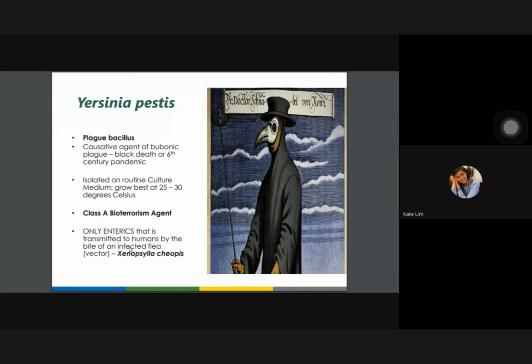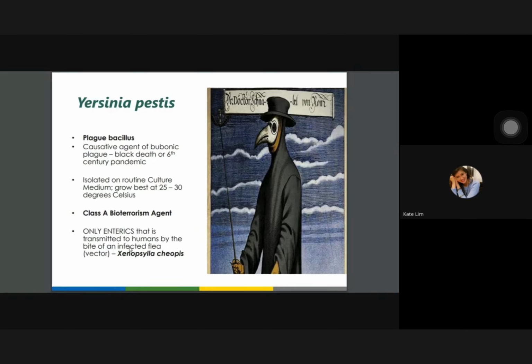With that story, Yersinia pestis was also known as Pasteurella pestis, and it is referred to as the plague bacillus because it is the bacterium behind the bubonic plague, and it is also the bacterium behind the Black Death. Doctors at that time wore this infamous mask right here. That was a pandemic that caused the death of 25 to 30 million people at that time.